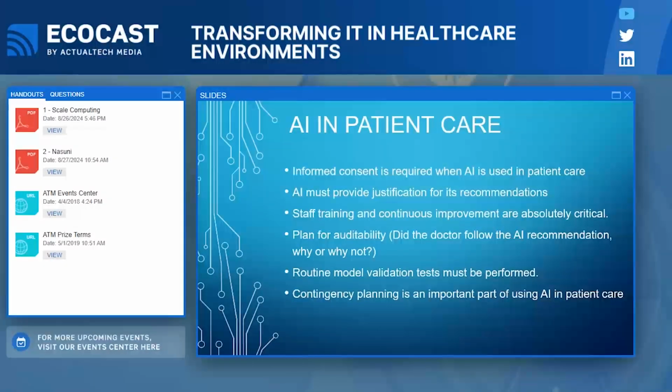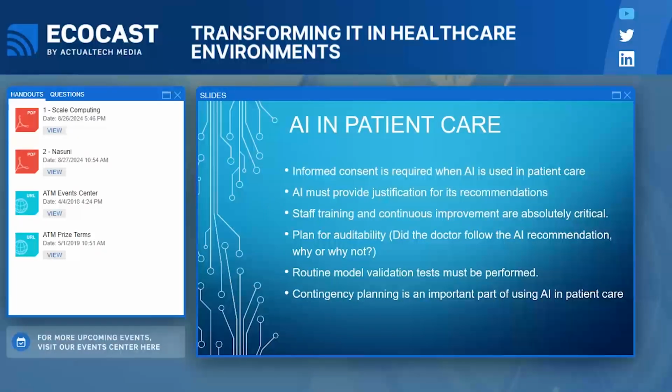Now, when it comes to using AI in patient care, all of the same types of things that I've already talked about can apply, but there are a few other things that you have to consider. First of all, informed consent is going to be required anytime that AI is being used in patient care. The patient has to know that you're using AI as part of their treatment and diagnosis. Also, it's a really good idea to have the AI system provide justification for its recommendations, because if an AI system provides a recommendation that you treat a patient in a particular way, it's important to know how it came up with that. Also, staff training and continuous improvement are absolutely critical, because AI can and does make mistakes.